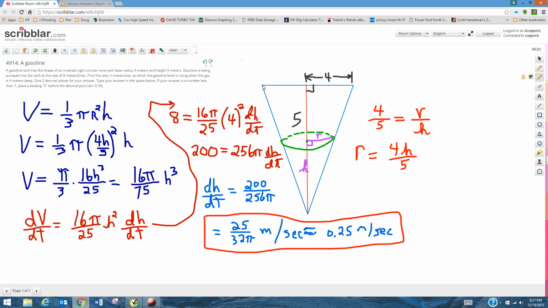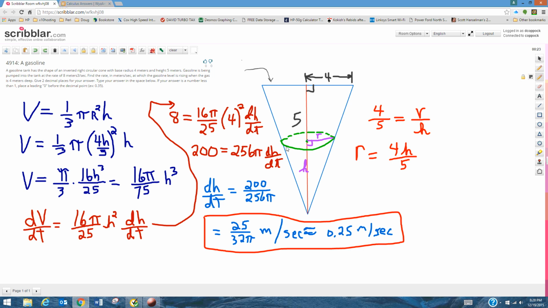Okay, so over here on this blue triangle, that represents a cross section of the inverted right circular cone that's passing through a diameter of the base, perpendicular to the base. So this red line here represents the height of the cone, which is given as 5 meters. And this distance right here represents the radius of the base. And then the idea is that the gasoline level is rising as gasoline pours into the tank at this rate of 8 cubic meters per second.